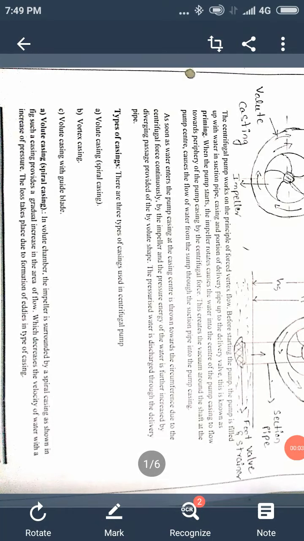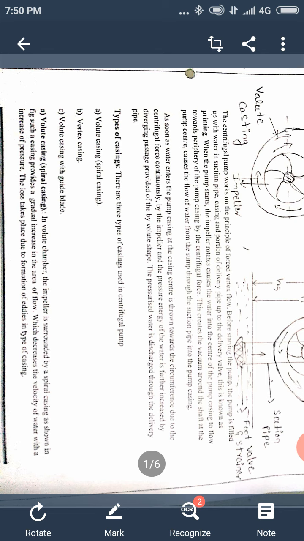So we'll continue the centrifugal pump, that is the types of casings. There are three types of casings used in the centrifugal pump: volute casing, vortex casing, and volute casing with guide blades.